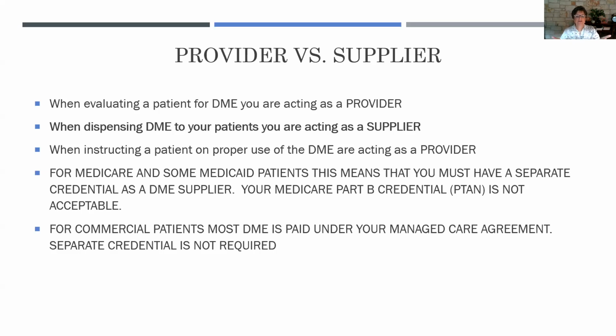For Medicare, it's two different Medicare contractors. So you don't even bill your DME to your regular Part B contractor. You have to bill your DME to what's called the DMERC, or the DME regional contractor, that would be the contractor for your patients. So for Medicare and for some of the Medicare patients that you dispense DME to, this means that you must have a separate credential as a DME supplier. Your Medicare Part B credential or your Medicare PTAN as a Part B provider is not acceptable when you want to dispense DME. And so it requires a whole different level of credentialing than what you already have in place or what you've done in the past.